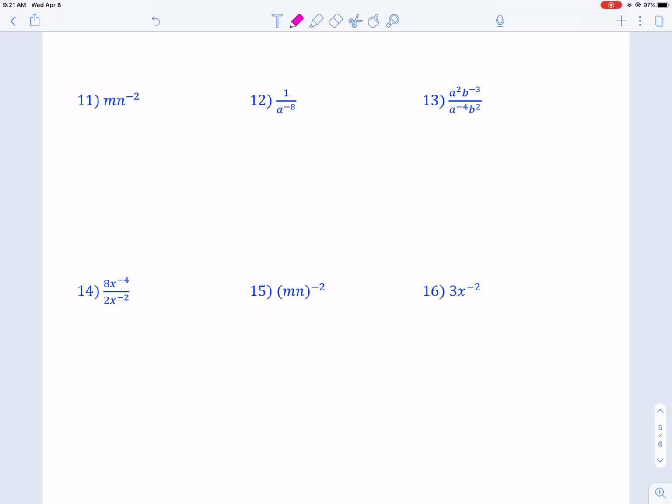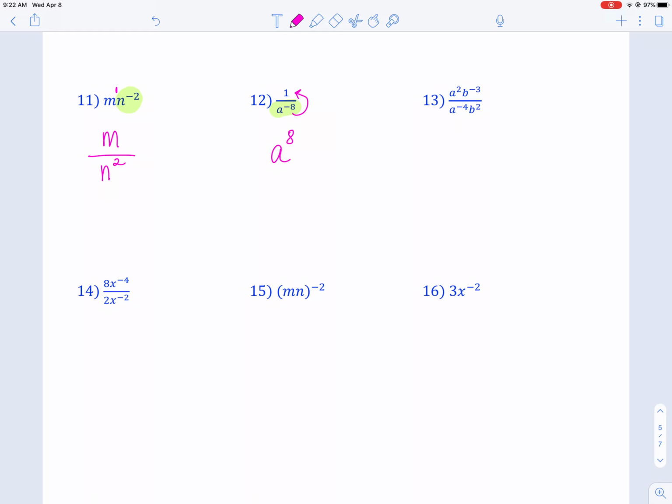So if you take a look at 11, notice only the n is being raised to the -2 power. M is technically being raised to the 1st power. Leave M alone. What do you want to do to n to the -2 power to make it positive? Drop it to the denominator, and there it is. It's positive. Same thing with 12. You have a negative exponent down here. You don't want that. How am I going to make it positive? I'm going to rewrite it up in the numerator. So a to the 8th power is how I'm going to rewrite that with a positive exponent.